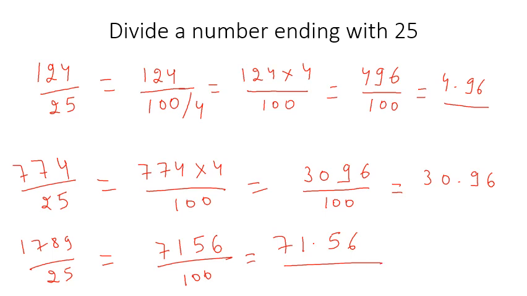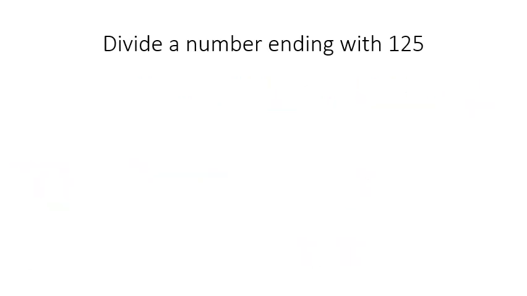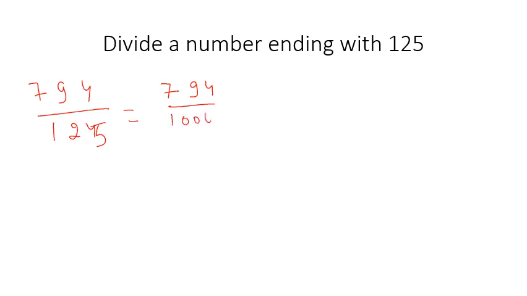71.56. Okay, let's now divide a number that ends with 125. For example, you have to divide 794 by 125. Here in the first step, you will convert 125 in the form of 1000 by 8. Now it becomes 794 into 8 divided by 1000.